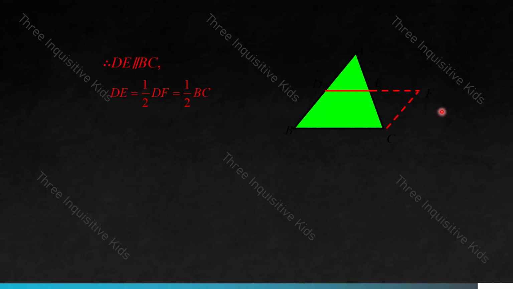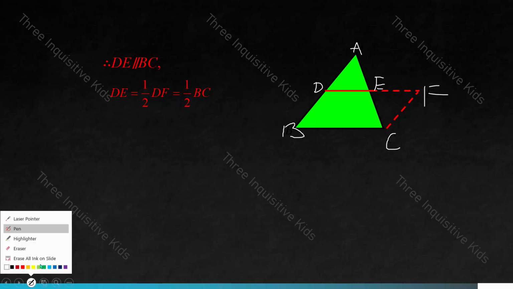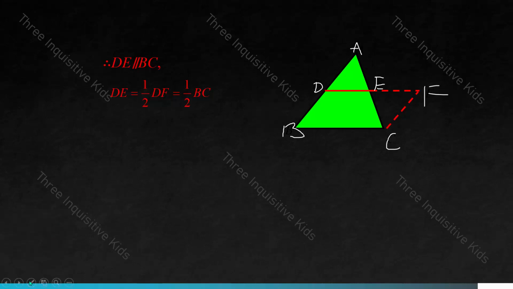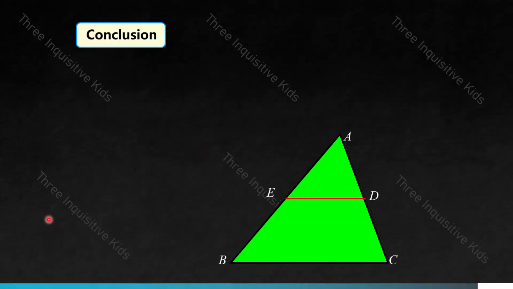Because DE is parallel to BC, and now let me write out the letter names for these points. This is C, this is F, this is B, this is E, D, and A. Now that DE is equal to 1/2 of DF, which is the same as 1/2 of BC, we know that DE is parallel to BC and DF is parallel to BC.